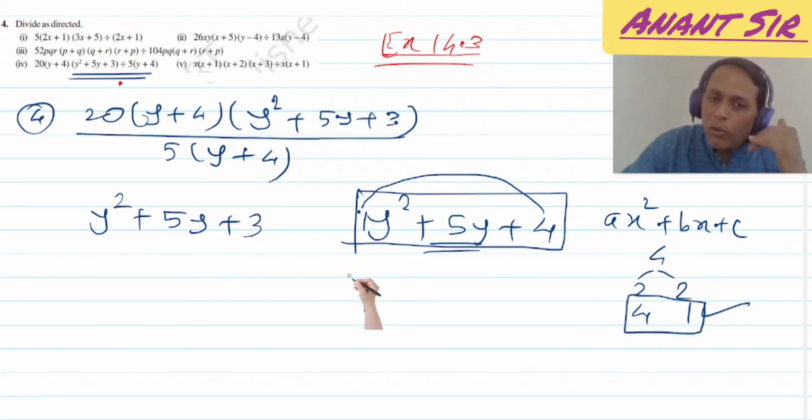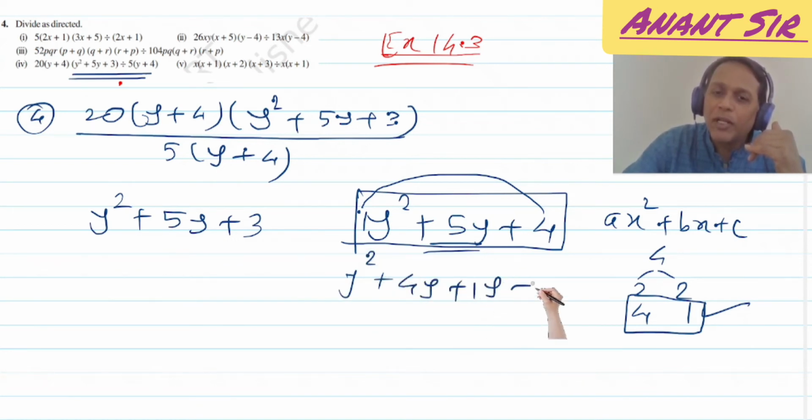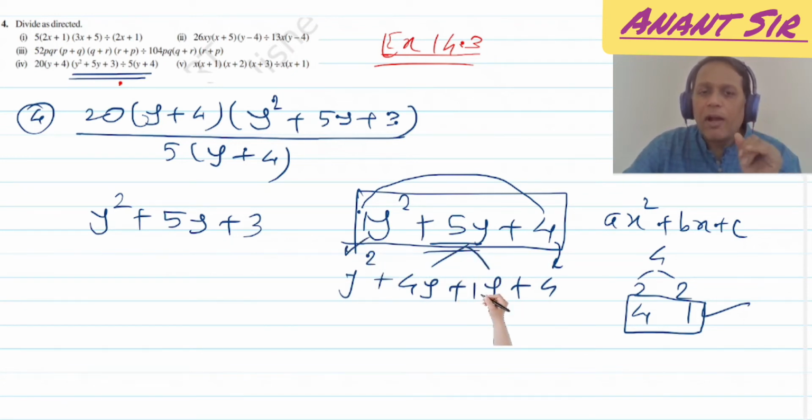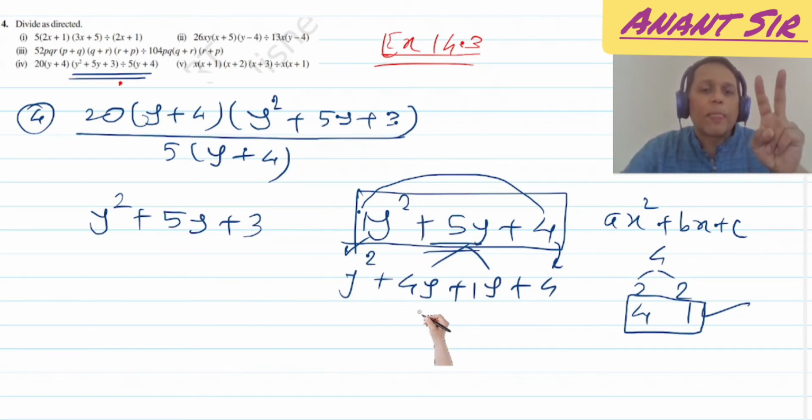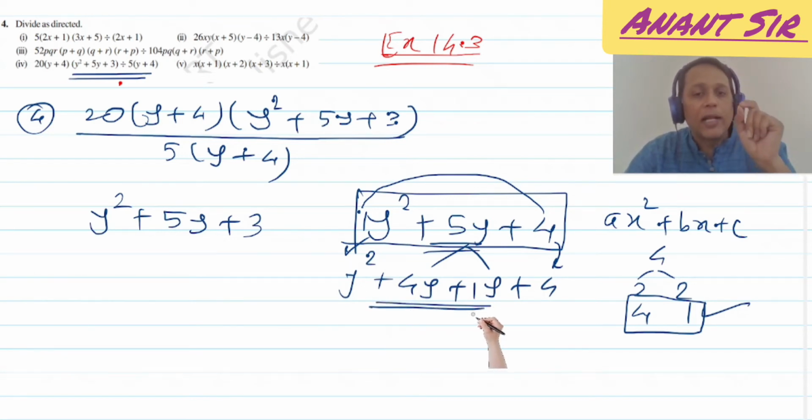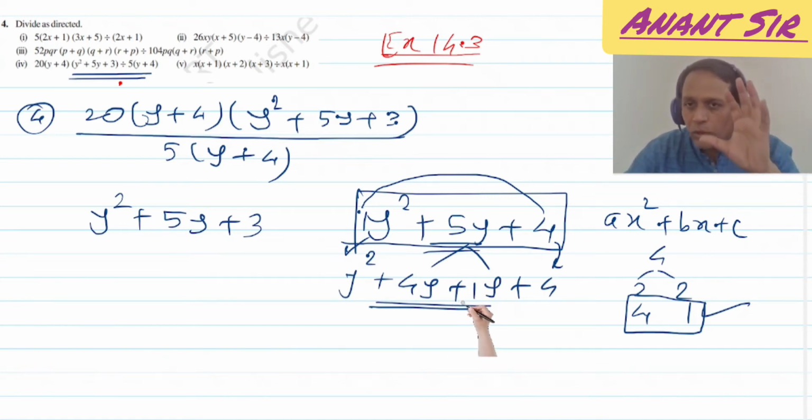So how would we solve this? y square plus 4y plus 1y plus 4. We will keep the last term and the first term as it is. 5y we will keep as 4y plus 1y. I had told you two rules by which you will never get wrong while giving the signs here. So please go through that video to get the two rules here.